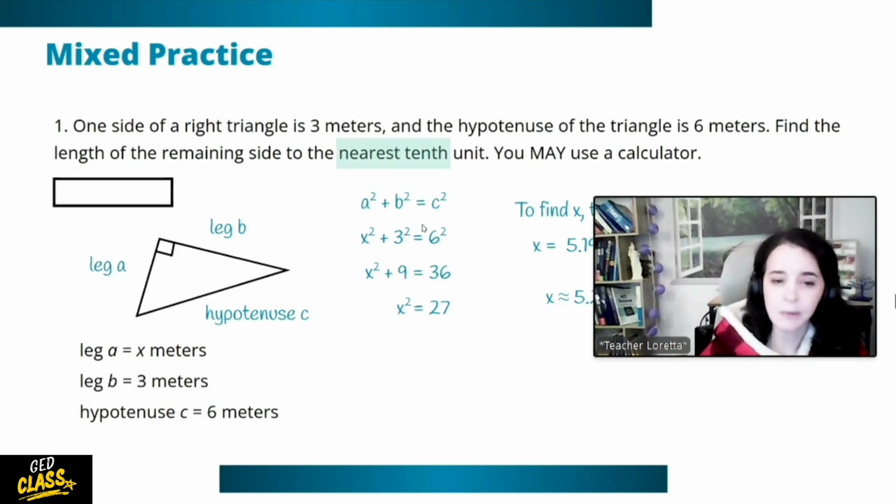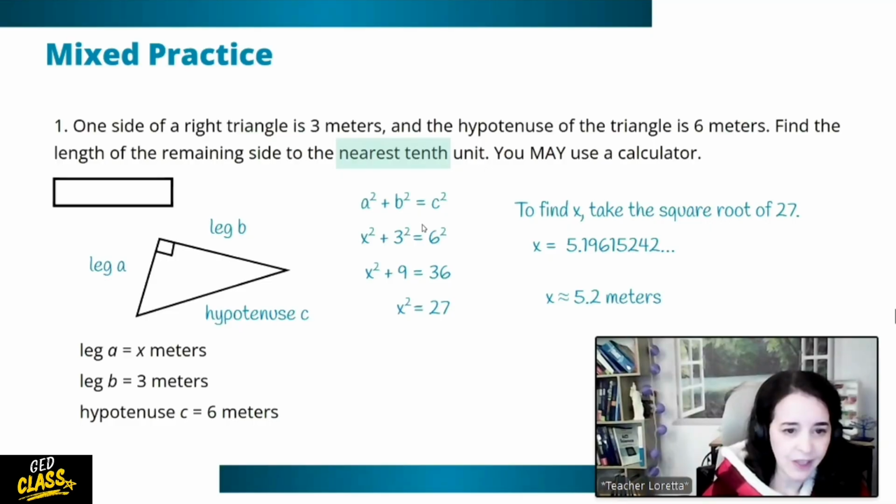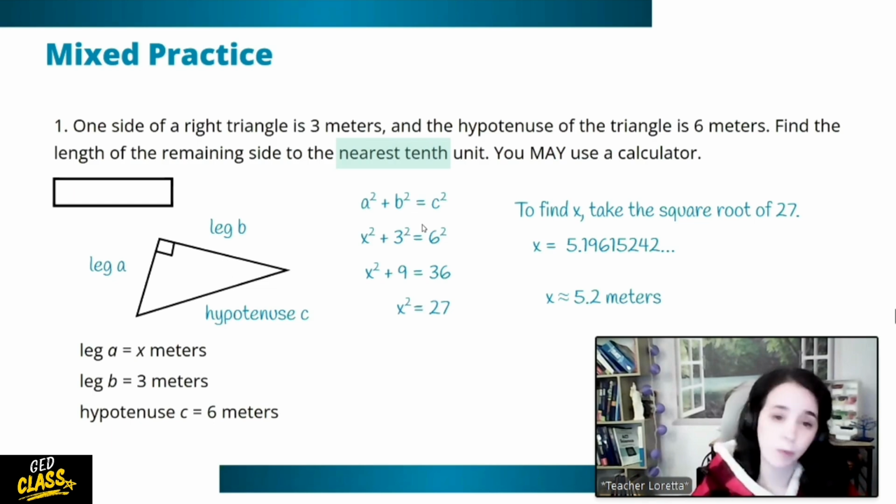Now, I saw some of you had like 5.19 and stuff like that. And so you would say it's 5.2, right? But I think you guys got it. I'm seeing a lot of good answers here. So notice though on test day, if you had typed in 5.19, they would have marked that incorrect, which I think is unfair. Like I would be mad on your behalf if that happened to you, and I just don't want that to happen to you.